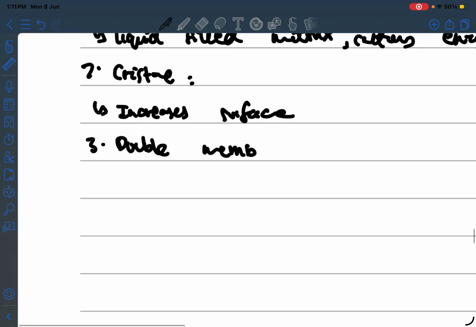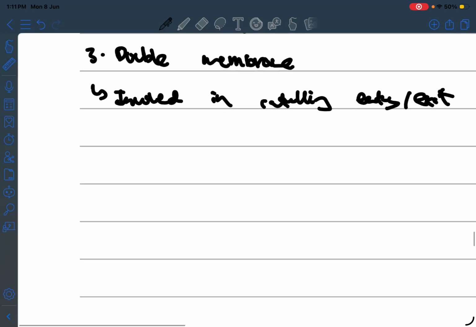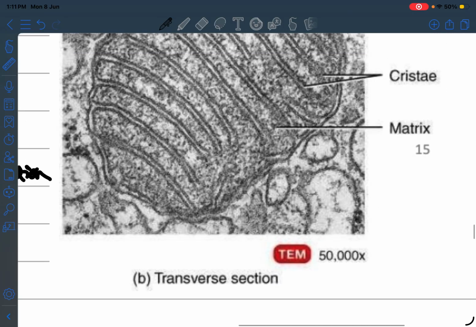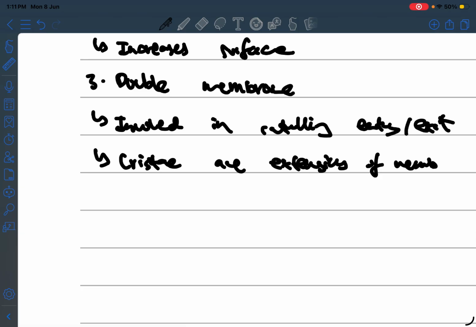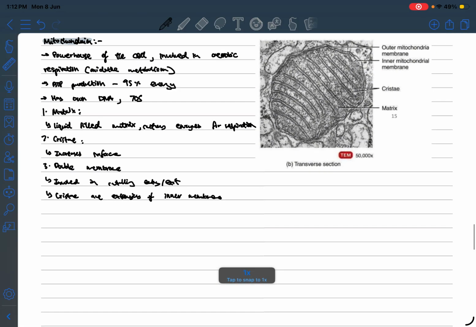And actually one thing to note about this, other than the fact that it's involved in entry and exit, which we just mentioned, involved in controlling entry/exit. One other thing to note is that the cristae, which we just spoke about, are extensions of the double membrane. Cristae are extensions of the inner membrane, actually, not the outer membrane. So that's the mitochondria, pretty straightforward.